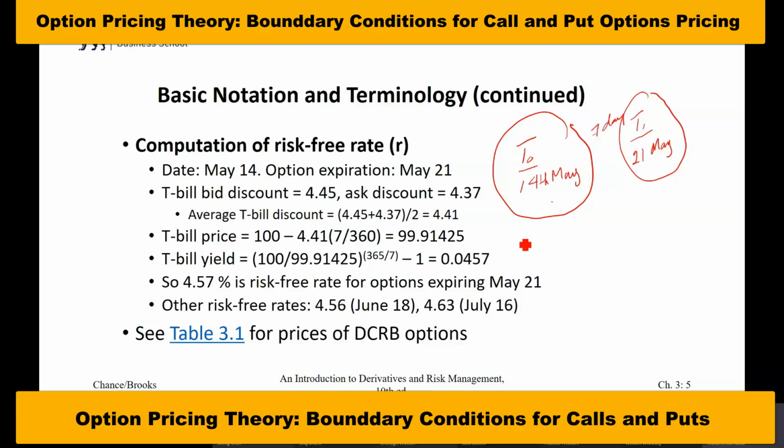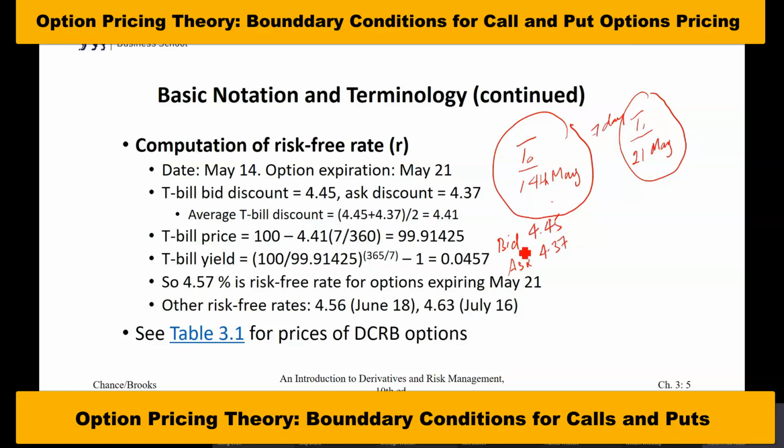Today in the spot market, if somebody wants to sell a T-bill, the dealer is offering a T-bill discount rate of 4.45. This is the bid. And if somebody wants to buy a T-bill from the dealer, the dealer is quoting an ask price of 4.37.